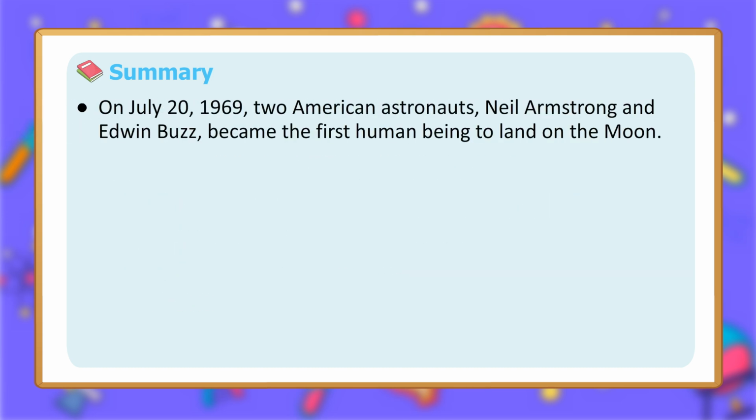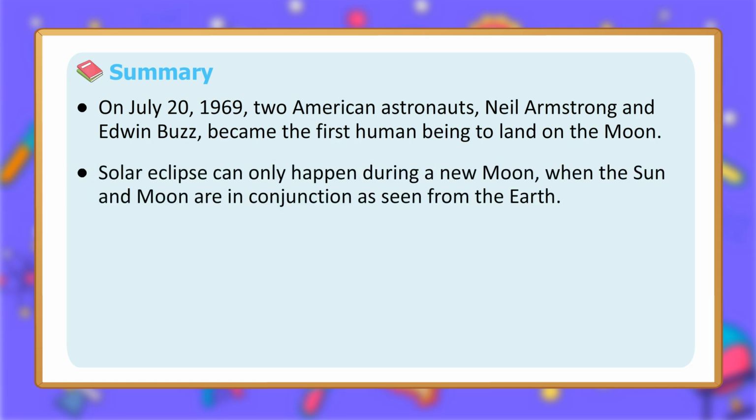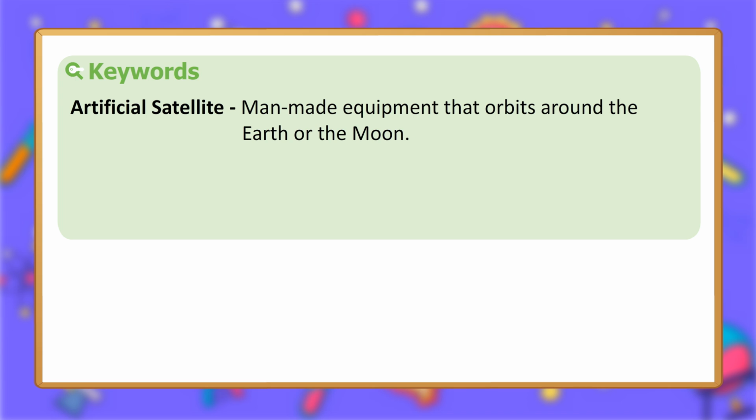On July 20, 1969, 2 American astronauts, Neil Armstrong and Edwin Buzz Aldrin, became the first human beings to land on the Moon. A solar eclipse can only happen during a new moon, when the Sun and Moon are in conjunction as seen from the Earth. Keywords: artificial satellite, man-made equipment that orbits around the Earth or the Moon.